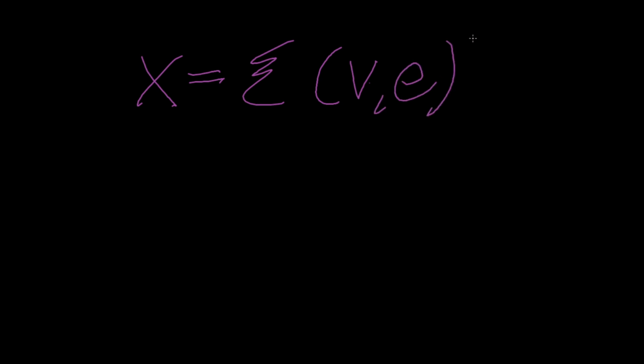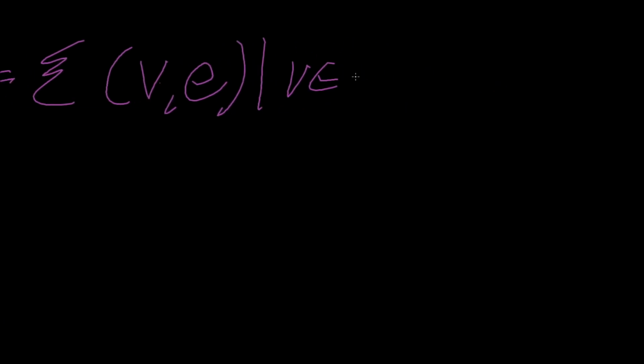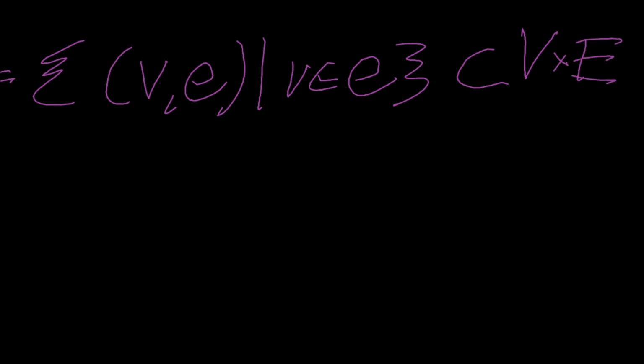More formally, we can prove this by attempting to count the elements in the set we'll call X, which is equal to the set containing the two-tuple of vertices and edges, where said vertex is an element in the edge, which of course would be a subset of the Cartesian product between the vertex set and the edge set. There will be two different ways to count the elements of X.